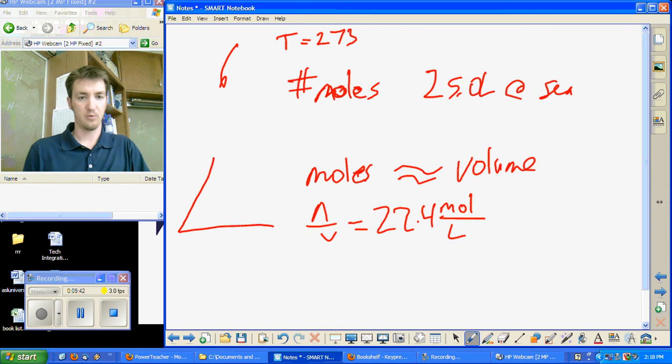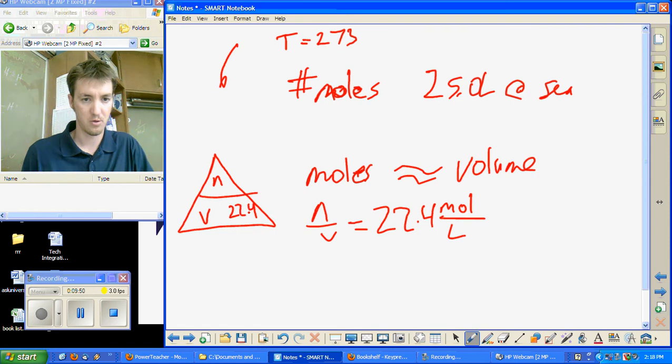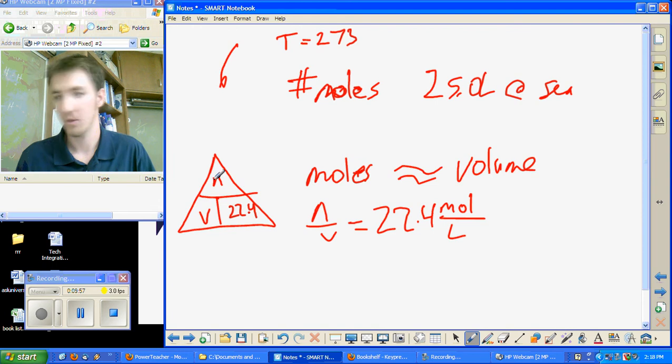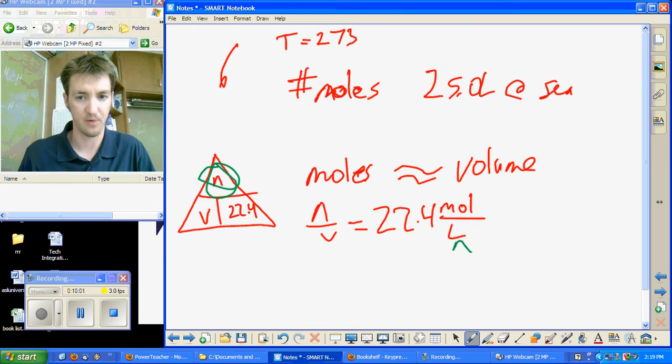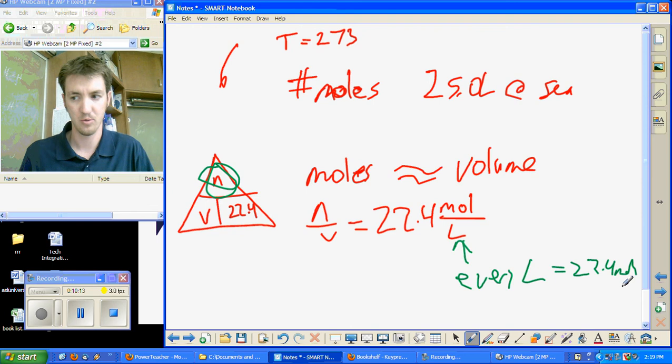So our triangle for figuring out Avogadro's law was in 22.4, what's this? So, they're asking you to find how many moles. If every liter gives you 22.4 moles, if I had 2 liters, it'd be twice that. If I had 3 liters, it'd be three times that. You're taking the volume times 22.4 moles per liter to get that. So our volume in this case is 25. You're taking that times 22.4 moles per liter.